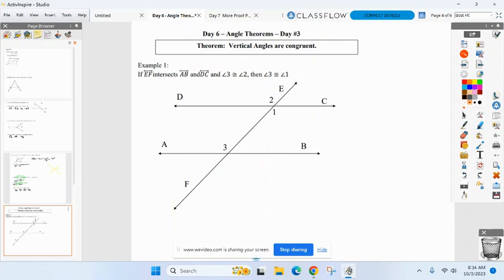Start marking your diagram for number one, statements, reasons. I'm not going to be able to watch that today.